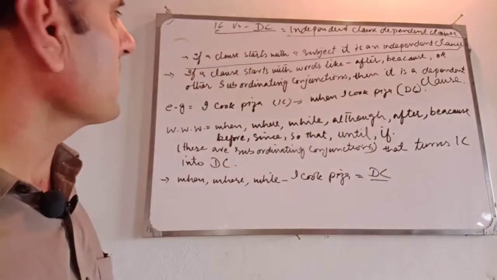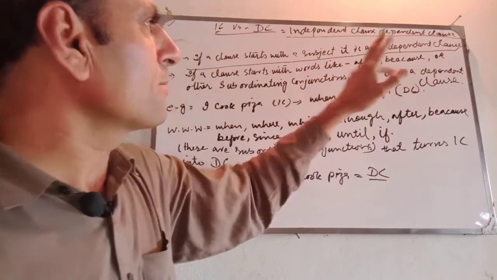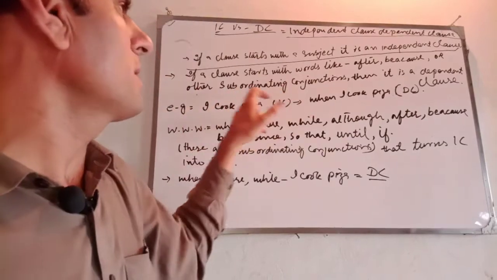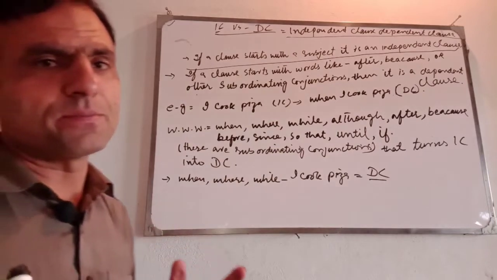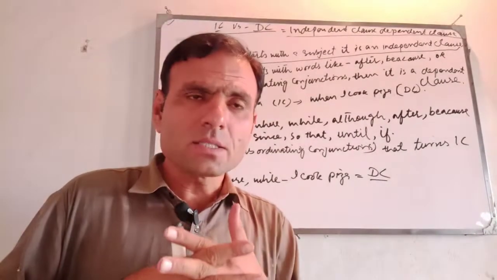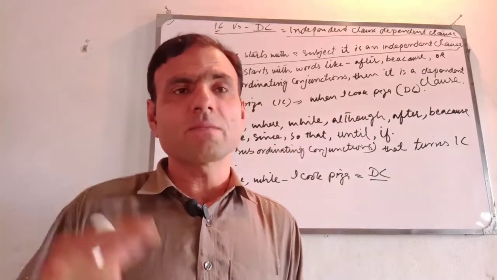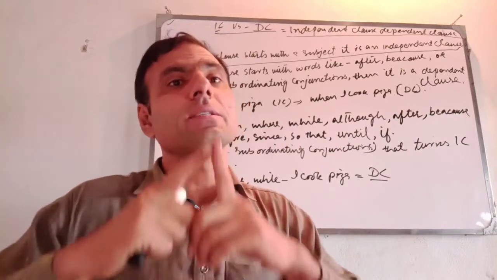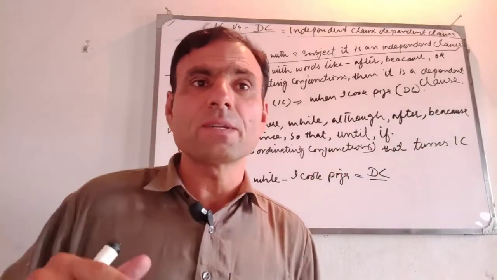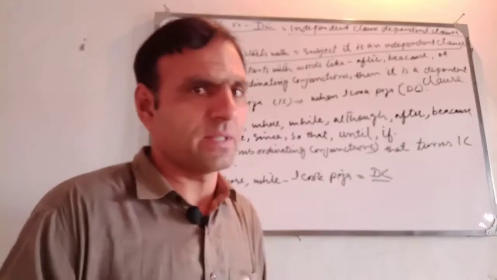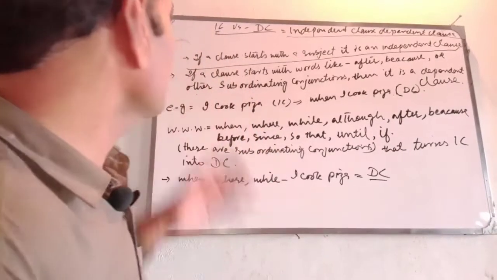See here. If a clause starts with words like after, because, or other subordinating conjunctions, then it's a dependent clause. If a clause starts with a subject, that's an independent clause. If a clause starts with a subordinating conjunction, that's a dependent clause. And an independent clause can stand by itself, a dependent clause cannot stand by itself. This is the major difference between the two clauses, the independent and the dependent. Okay?